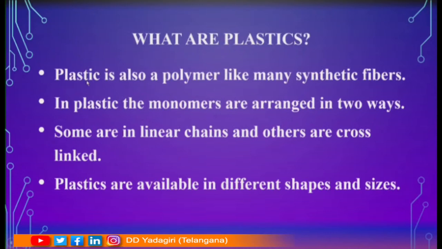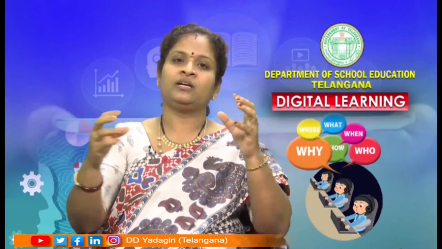Now, let us come to the next topic, plastics. Plastic is also a polymer like many other synthetic fibers. In plastics, the monomers are arranged in two ways. Like we have seen, all the monomers joined together in the form of a long chain is called a polymer. Then, if these polymers are branched, then it forms a plastic.